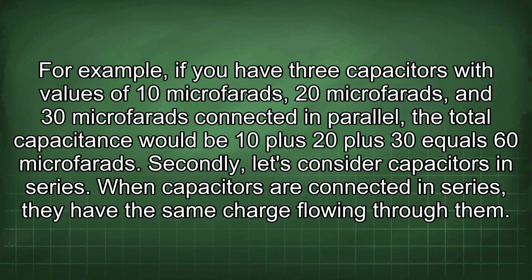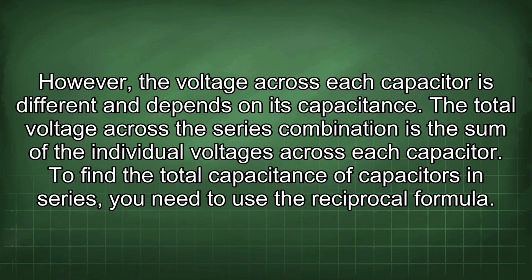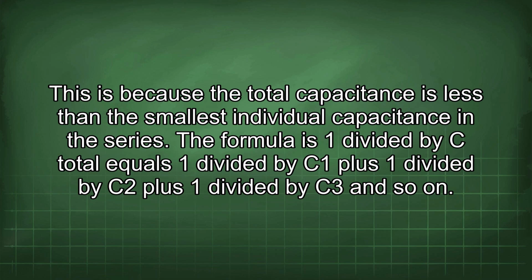Secondly, let's consider capacitors in series. When capacitors are connected in series, they have the same charge flowing through them. However, the voltage across each capacitor is different and depends on its capacitance. The total voltage across the series combination is the sum of the individual voltages across each capacitor. To find the total capacitance of capacitors in series, you need to use the reciprocal formula. This is because the total capacitance is less than the smallest individual capacitance in the series. The formula is 1 divided by C total equals 1 divided by C1 plus 1 divided by C2 plus 1 divided by C3 and so on.